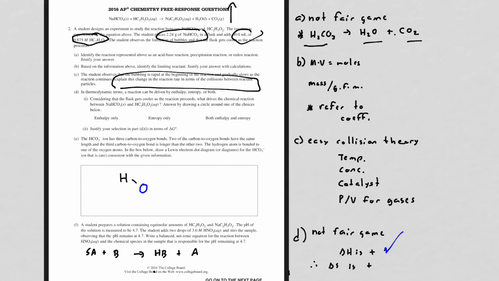The last one is, again, a situation in which this is basically a buffer. There are equal concentrations of this and this. So you would have known this is an acid-base solution just from the fact they started talking about buffers and pH here. At that point, you would have gone back to A and figured that out. The solution is measured to be 4.7. It adds 2 drops of HNO3 and stirs the sample. Observe the pH is still 4.7. Why? You have equal concentrations of a weak acid and its conjugate base.